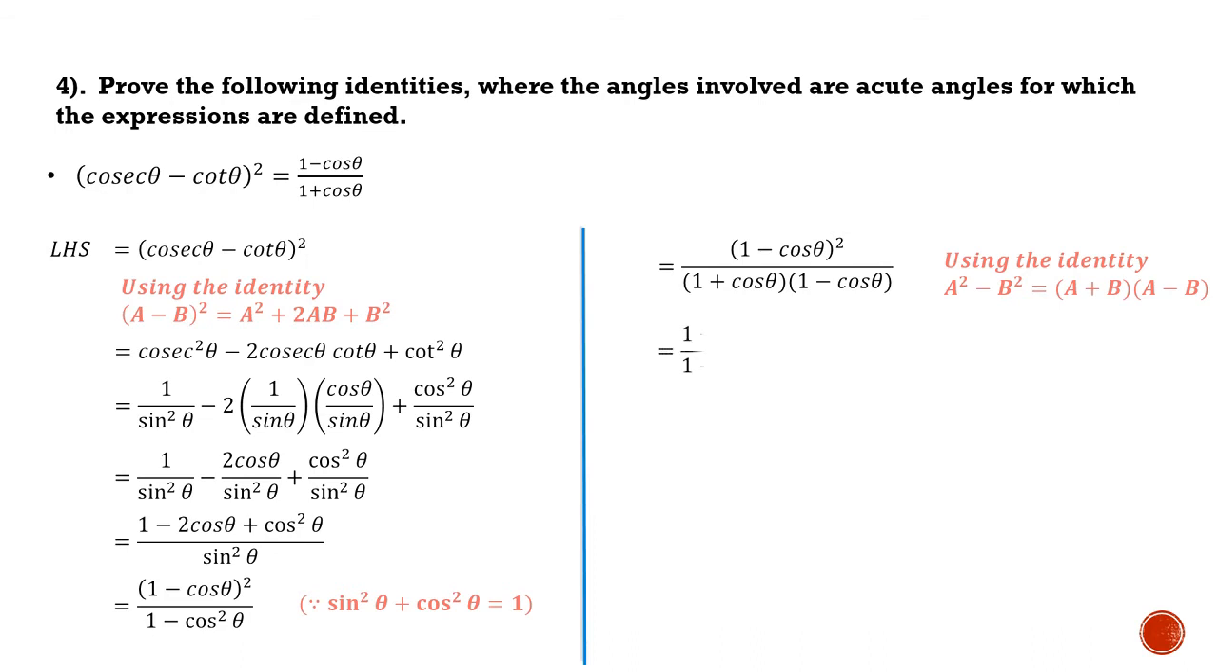So what we are left with is 1 minus cos theta in the numerator and 1 plus cos theta in the denominator. And this is what we want for the right hand side. So it is equal to right hand side. Hence it is proved. Okay. So this was it for this question. Let's see the next one.